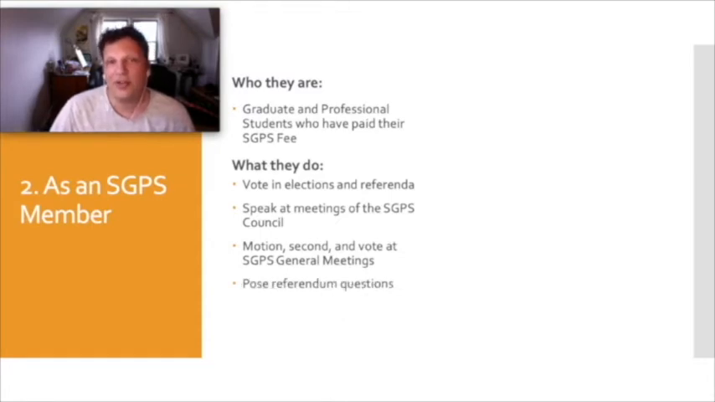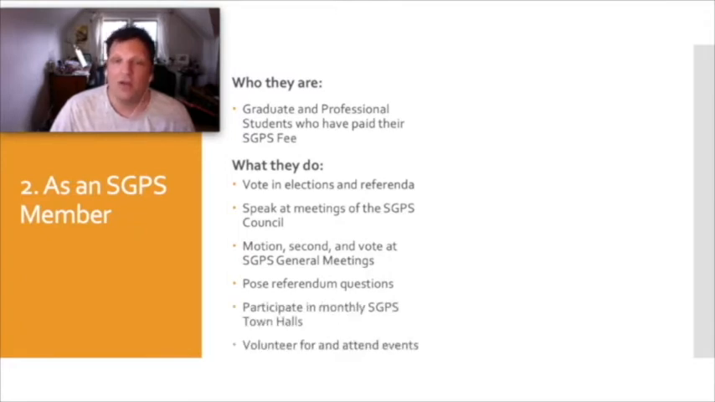As a member, you can also pose referendum questions, which can be a question about anything in the SGPS purview, but are mostly related to optional fees that can be put on our fee slate for things like the Reel Out Film Festival. You can also participate in monthly SGPS town halls, volunteer for or attend events.